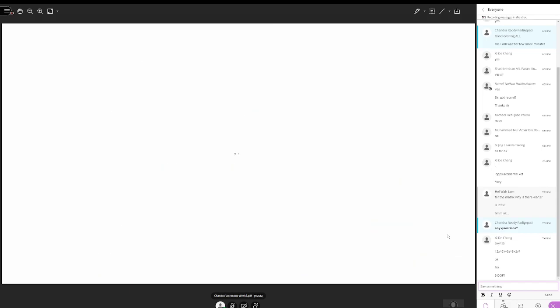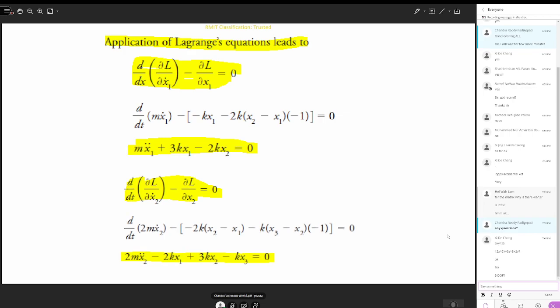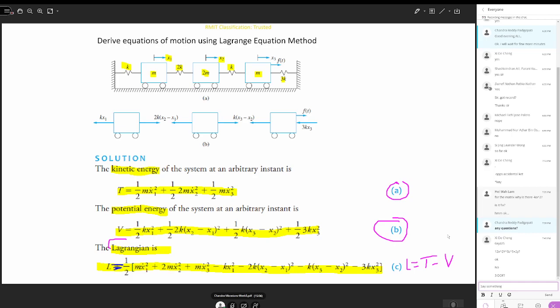Now to apply Lagrange's equation, this is the expression: d by dt of the partial derivative of the Lagrangian with respect to x1 dot, the velocity, minus the partial derivative of the Lagrangian with respect to the displacement x1. This is the basic, guiding equation. Now we take L, and L is this expression.